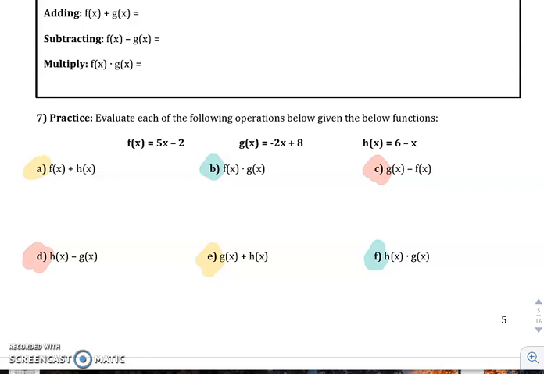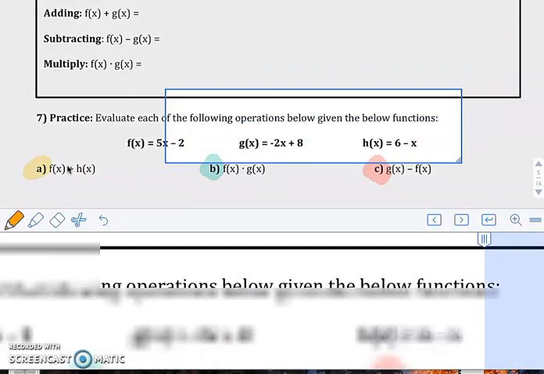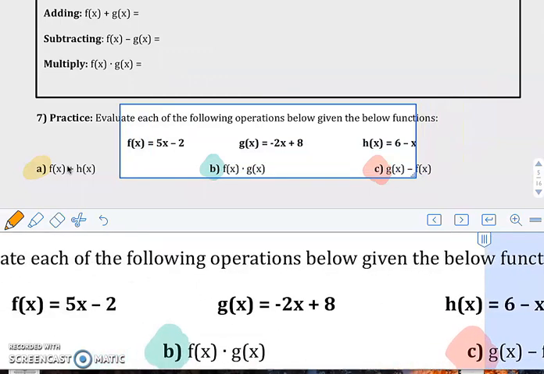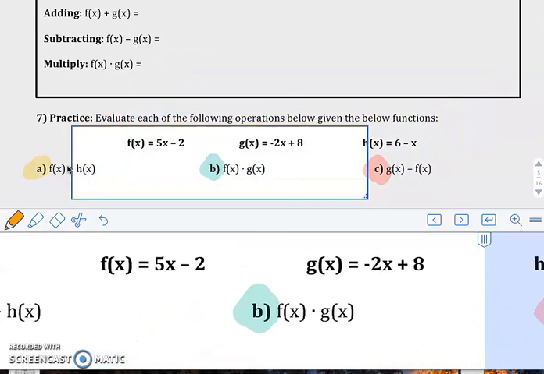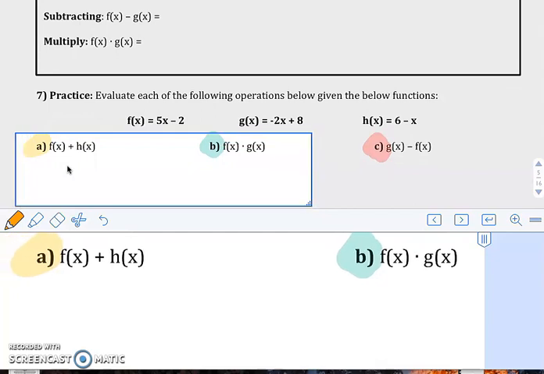So let's actually do some operations here. Let's do the adding first. So we've got f of x plus h of x. We've got three functions to possibly use here. We've got f, g, and h. So A wants us to do f plus h. So the f function is 5x minus 2.